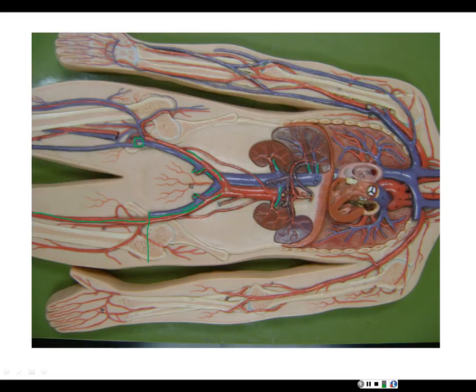Another set of vessels I want to continue on are the ones available in this arm. So we said we had the cephalic vein running down the lateral side of your arm and the basilic vein running down the medial side of your arm. There is a vessel that helps to join the venous circulation from the lateral and medial sides called the median cubital, and that is that vessel right there.